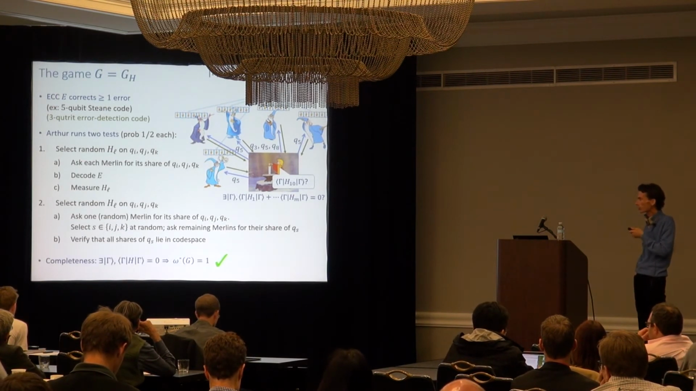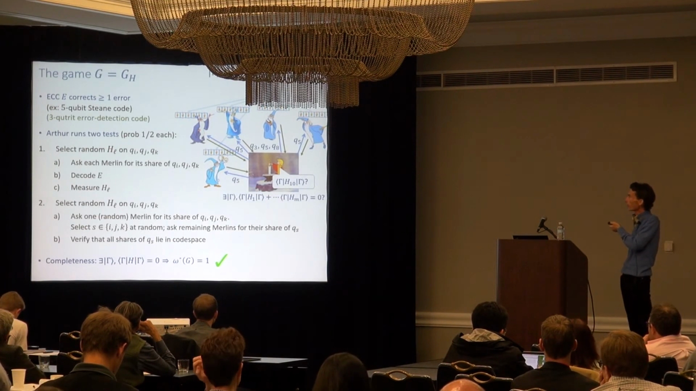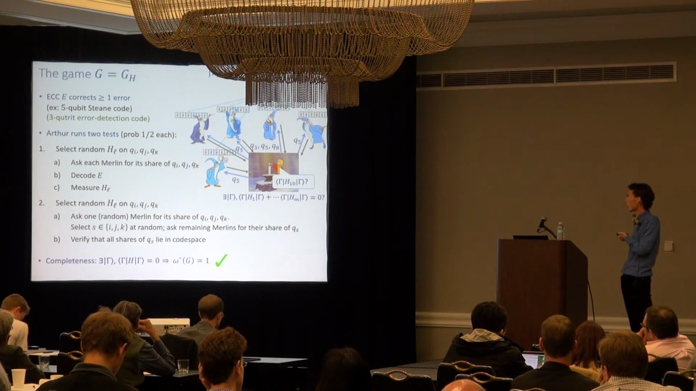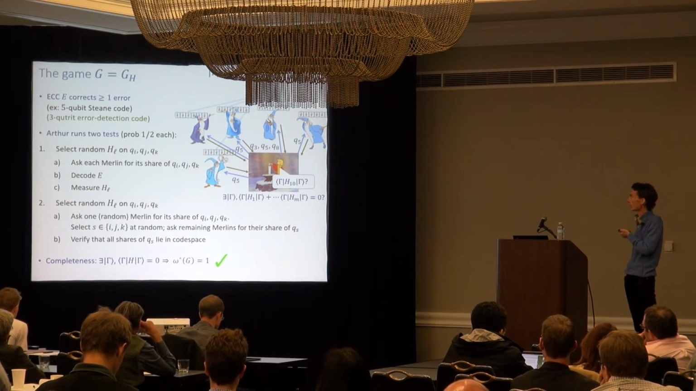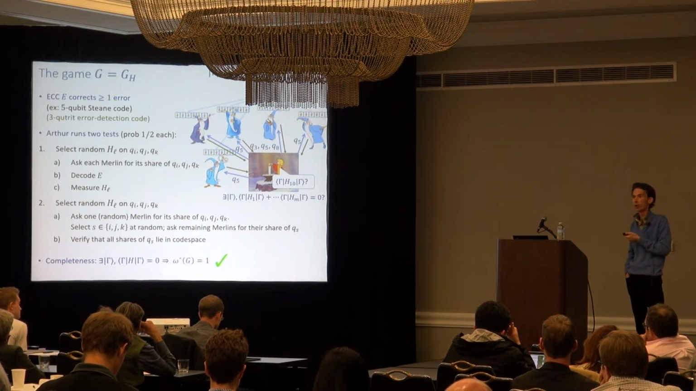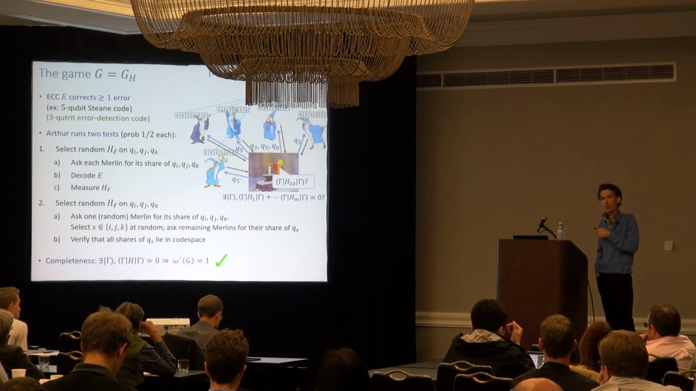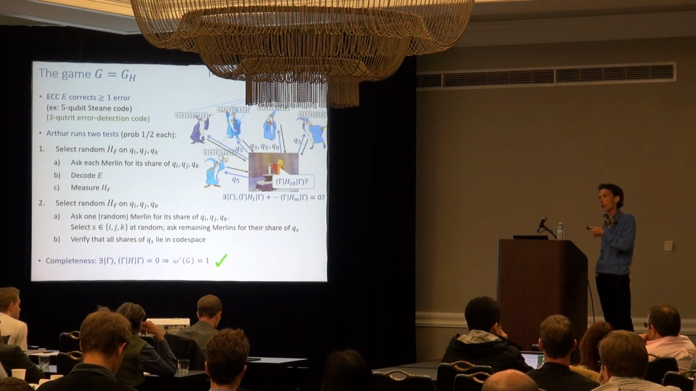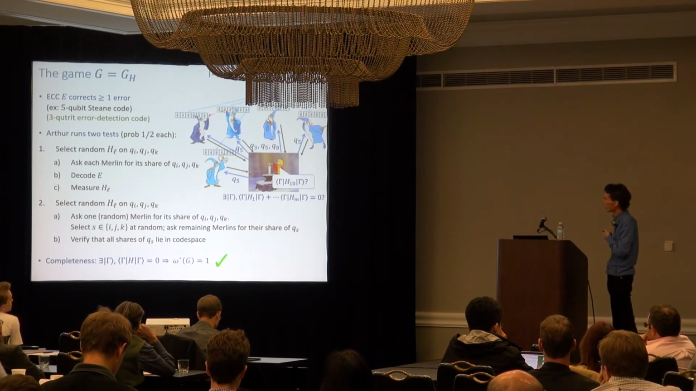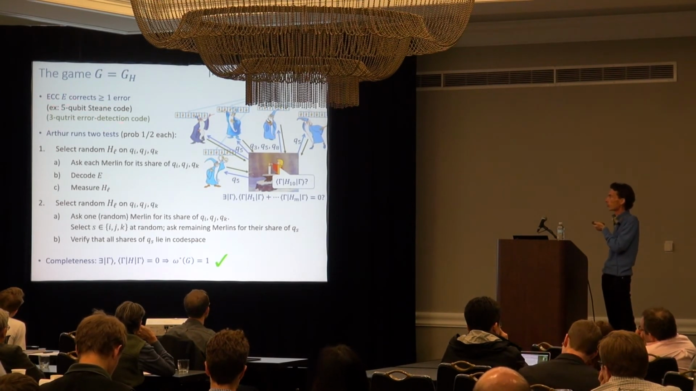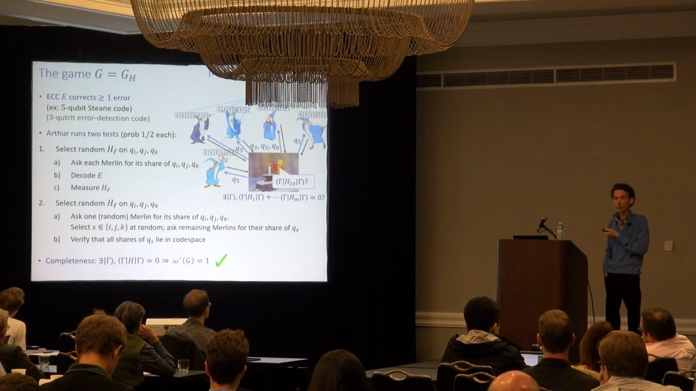So the completeness is okay, right? If the local Hamiltonian instance does have a ground state with ground energy 0, then there is a way for the Merlins to always satisfy my answers. And I'm going to try to argue that soundness holds. And just to give you the intuition of where the code property comes into play and why actually it's not necessary that it's an error correcting code, simply an error detection code is going to be enough.